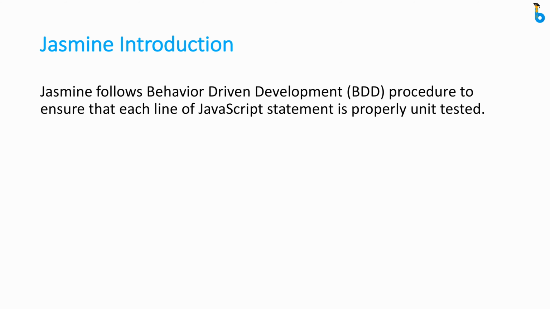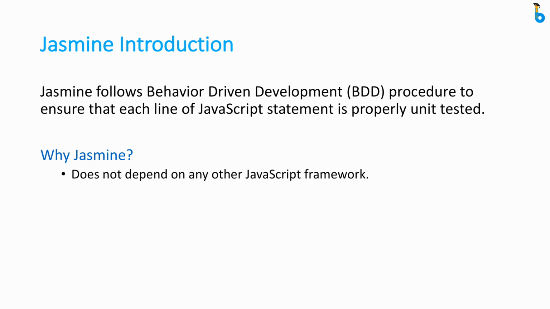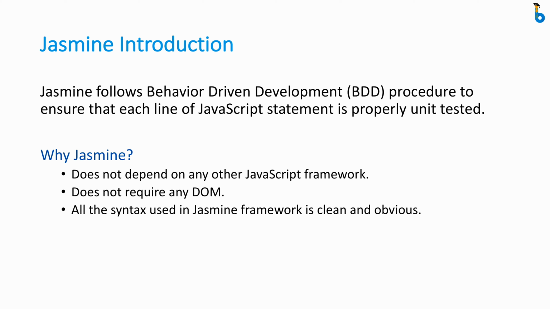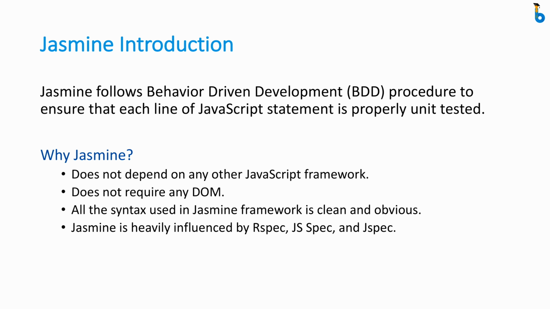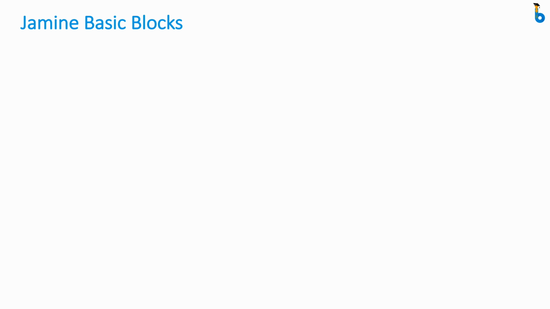Let's see about what is Jasmine. Jasmine follows the behavior-driven development procedure to ensure that each line of JavaScript statement is properly unit tested. It's a framework that we are going to use to evaluate our test validations. So why do we need Jasmine? It does not depend on any other JavaScript framework and it does not require any DOM, and all the syntax used in the Jasmine framework is clean and obvious. Jasmine is heavily influenced by RSpec, JSpec and JSpec.